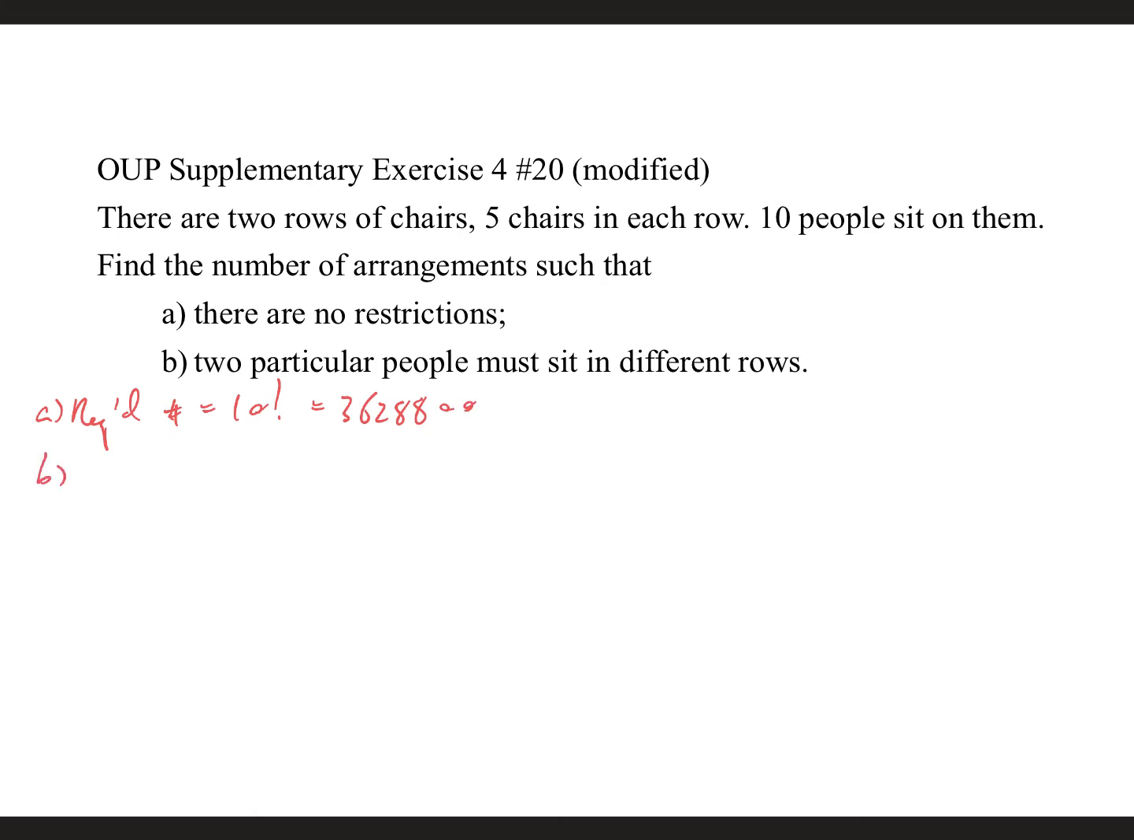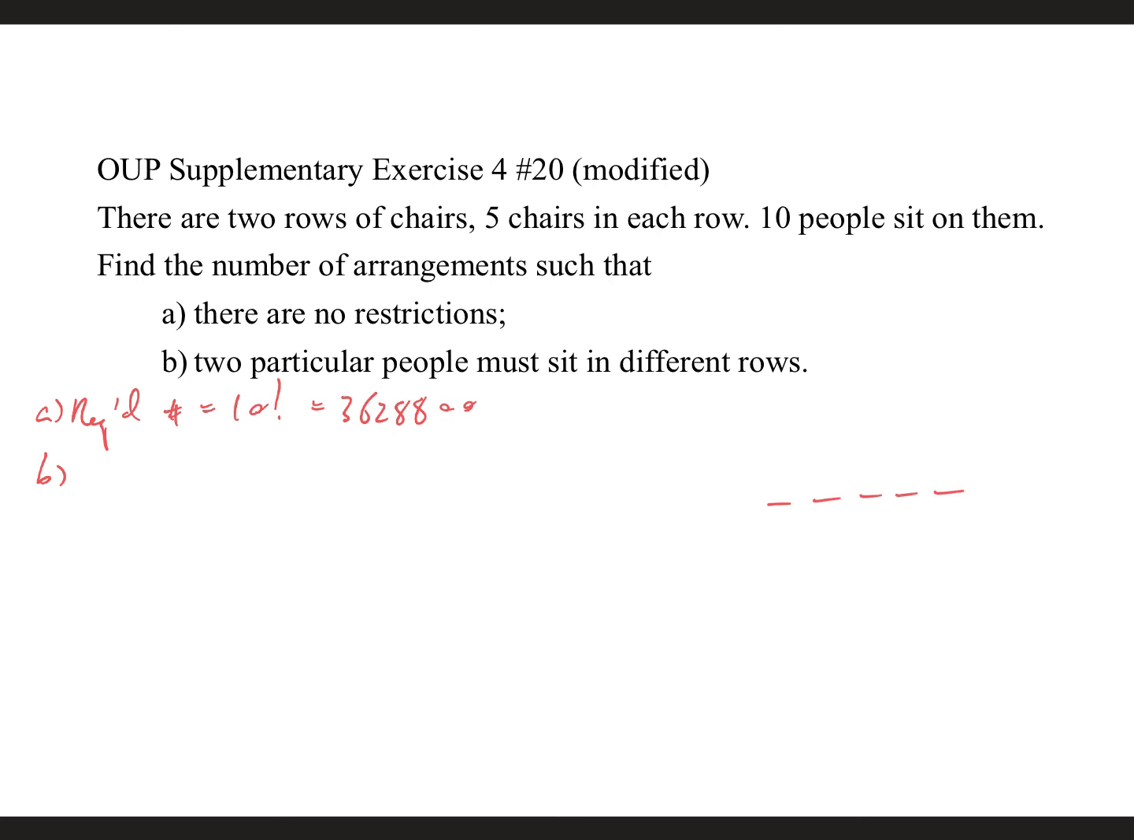Now for part B, 2 particular people must sit in different rows. If we think like this, well, we can fix one of them to sit on one row, and then the other of them must sit on another row. We can think like this, okay? But then remember, this is a permutation problem. It will be quite difficult to think like this, okay? So there is one easy way, similar to the previous.